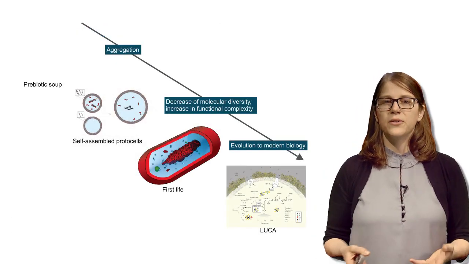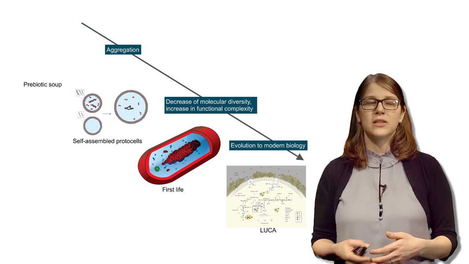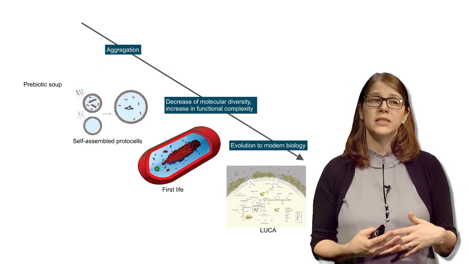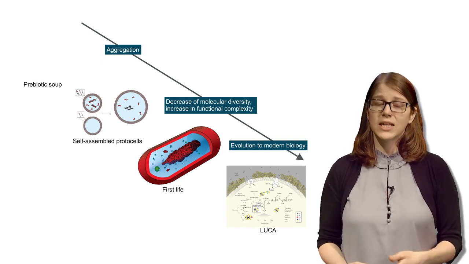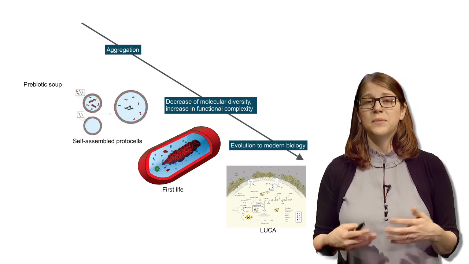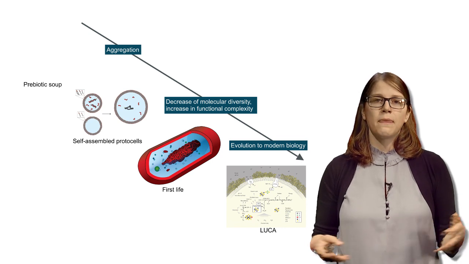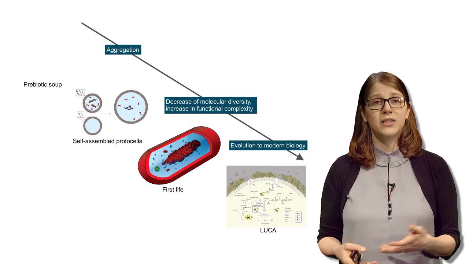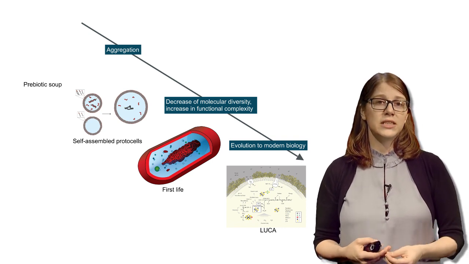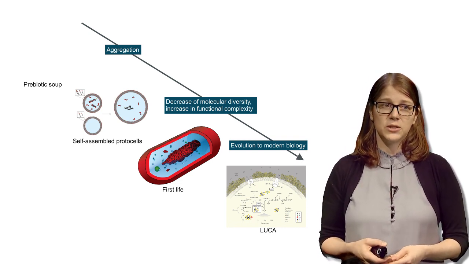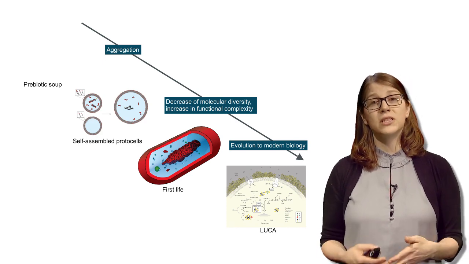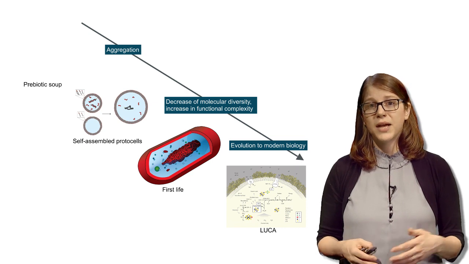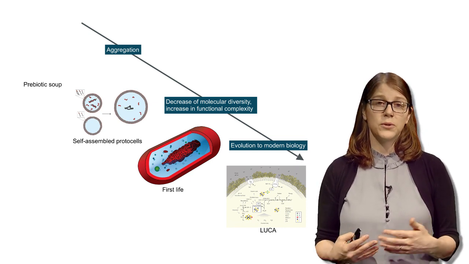So when we think about the evolution of our protocells, essentially we start with some kind of prebiotic soup. And aggregation happens so that we form these self-assembled protocells that have some lifelike properties, but maybe are not fully alive. Through some natural processes, maybe some people like to call it chemical evolution, we end up decreasing our molecular diversity of our prebiotic soup, but at the same time, we increase our functional complexity by selection processes and by iterative rounds of replication of our protocells.